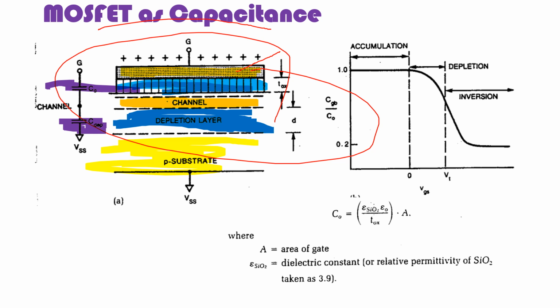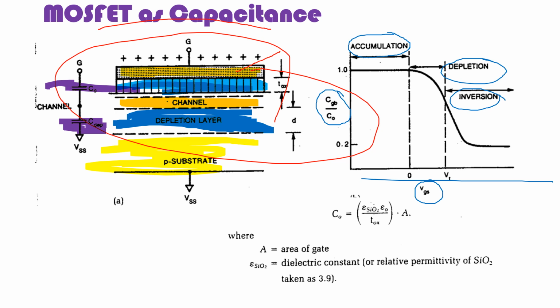So next we have a graph which is indicating the capacitance CGB by C naught versus VGS. So for various values of VGS, right, how the capacitance varies. In the very basic working of MOSFET, we have seen there will be an inversion region, there will be a depletion region, and there will be accumulation of charges.